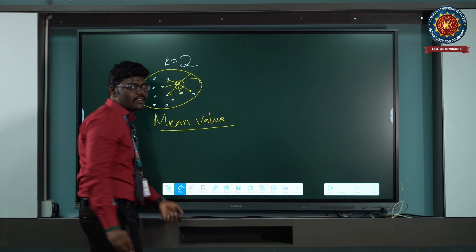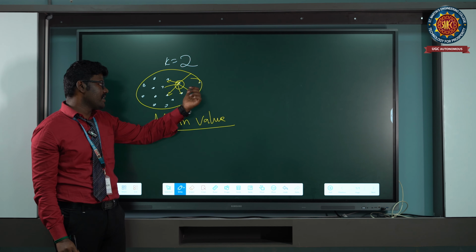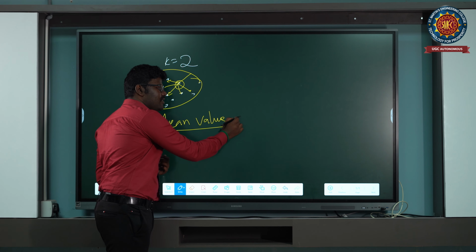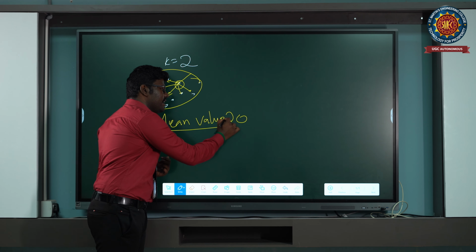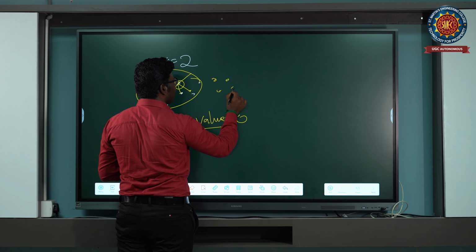We can calculate the mean value. What is the mean value? It is the average of the total data points. So we can calculate the mean values, right? We will receive some values. Again, we can shift the data. For example, this is also one of the data points.